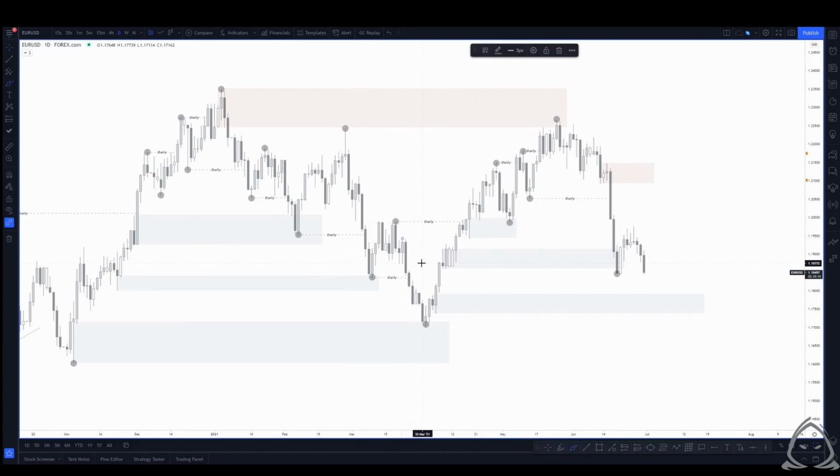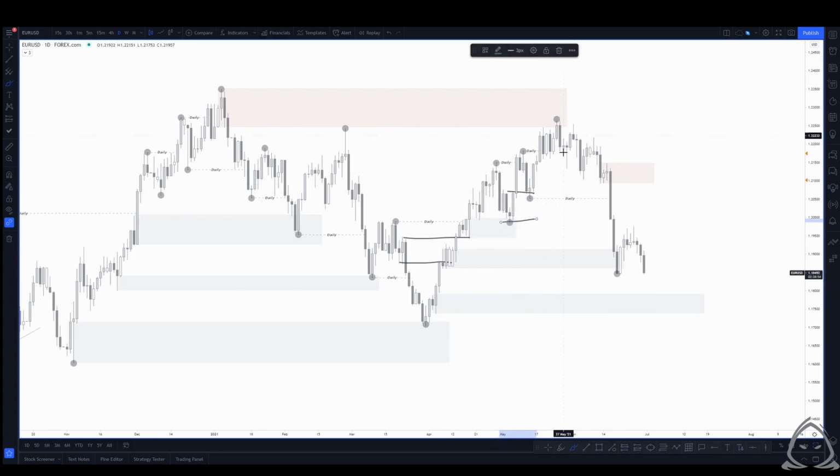What we have right here is a supply zone. It fails. Create a demand zone. We continue to create higher highs and higher lows. We have a supply zone, more specifically within this wick. That supply zone fails. We have a supply zone within this wick. That supply zone fails. We have a demand zone.